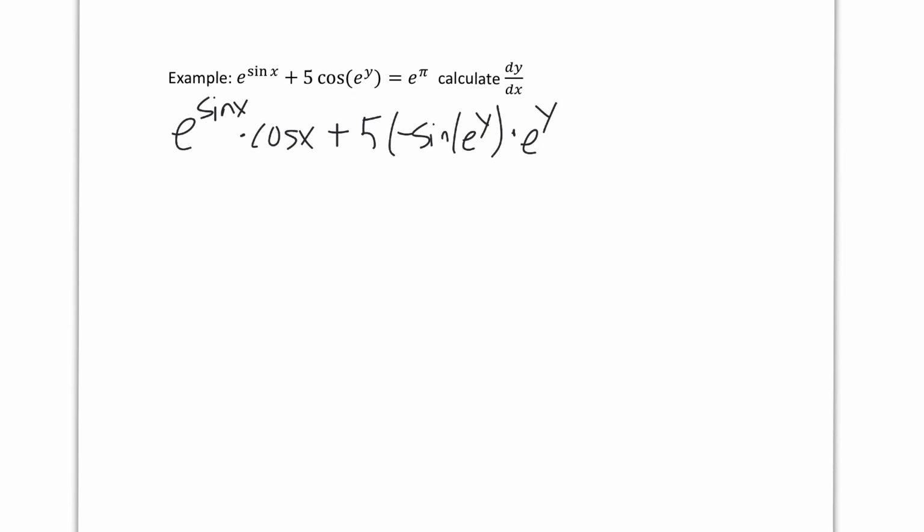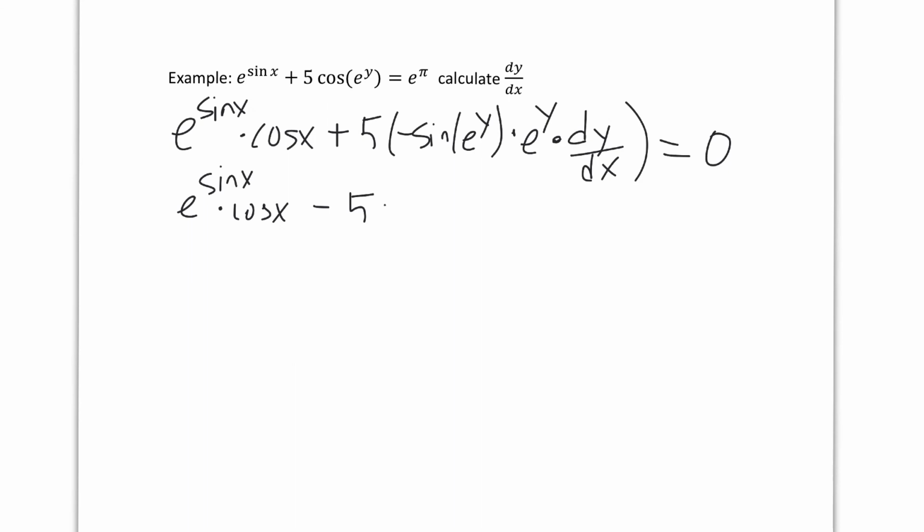Derivative of e to the y is e to the y. And then there's one more step. We have to put dy/dx. So 3 portions for that chain rule there. Close off that bracket. The derivative of e to the pi is 0 because e to the pi is a constant. Let's clean that up a little bit. We're going to have e to the sine x times cos x minus 5 sine e to the y dy/dx equals 0.